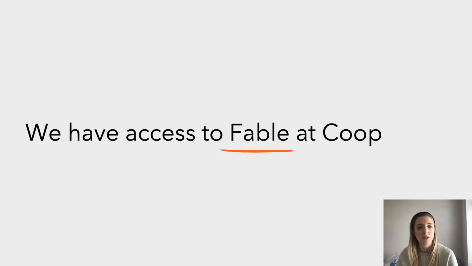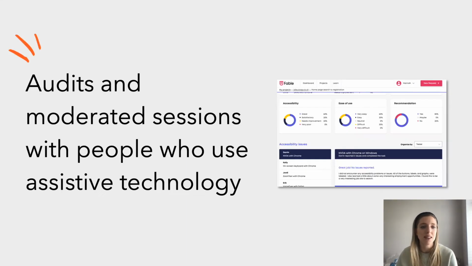And we've got access to Fable at Co-op, and what this is, it's a website or software that allows you to test your journeys with people with assistive technology really easily. So whether that's a screen reader, screen magnification, switches, voice activation, there's a wide range of technology there that you can use. And you can also be really specific if you want to. So if you wanted to use NVDA on a Windows computer, you can do that, or JAWS on Windows, you can be really specific and narrowing it right down if that's what you want to do.